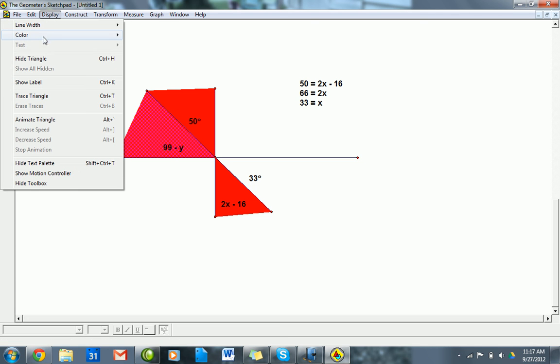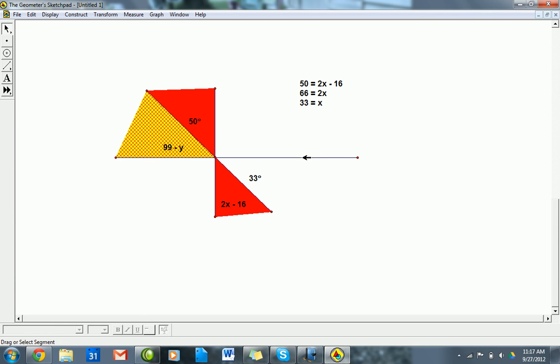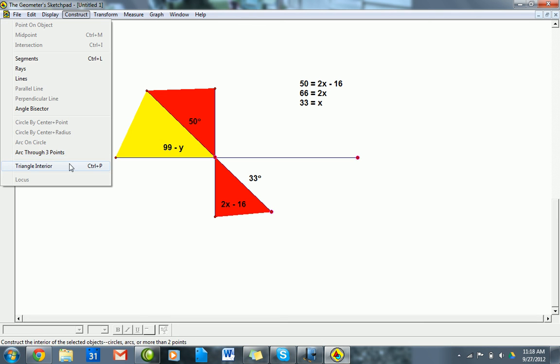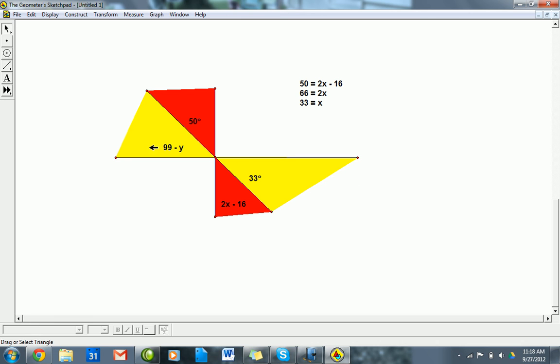I'll give you a little different color. And let's make that yellow. Get a little crazy. And so that yellow angle is vertical to this 33-degree angle. Right, and so by the vertical angle theorem, I'm going to set up the equation 99 minus y equals 33. Subtract 33, add y, and you end up with y equals 66, of course.